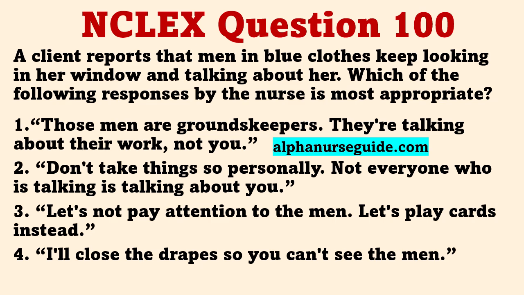The correct answer is 1. The nurse needs to present the reality of the situation. By explaining that the men are groundskeepers and probably talking about work, the nurse is reinforcing reality to counter the client's illusion. Additionally, this response voices doubt in the client's paranoid interpretation. Telling the client not to take things personally is flippant and judgmental. Telling the client to not pay attention to the men fails to address the client's misinterpretations and misperceptions. Closing the drapes so that the client doesn't see the men ignores the client's misperceptions and misinterpretation.